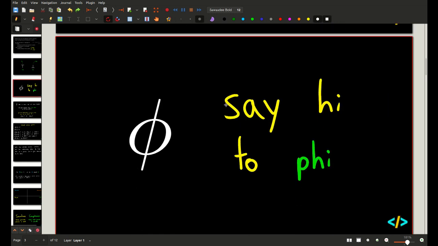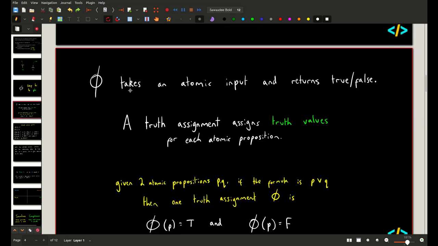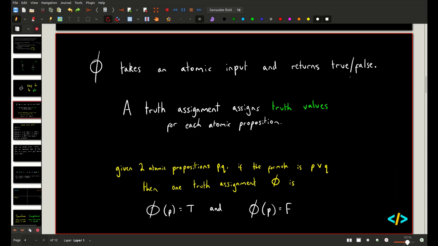Okay, say hi to phi, guys. Phi is a magical symbol. We're going to see exactly what it does, and I know Hux will probably be covering this as well when we look at semantics of predicate logic. But phi is a beautiful thing. So what phi does is it takes an atomic input and it returns true or false.